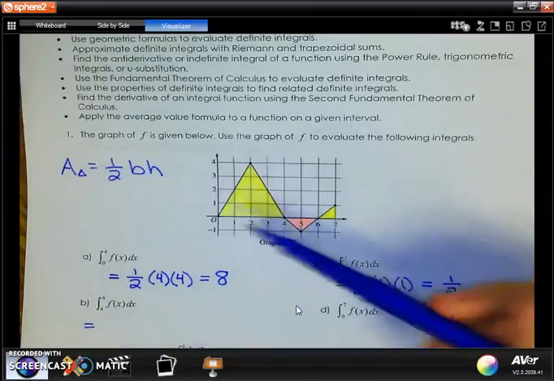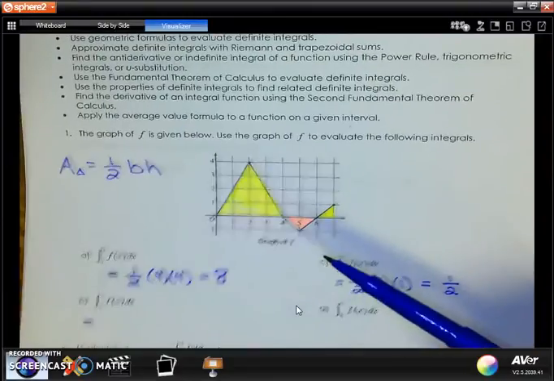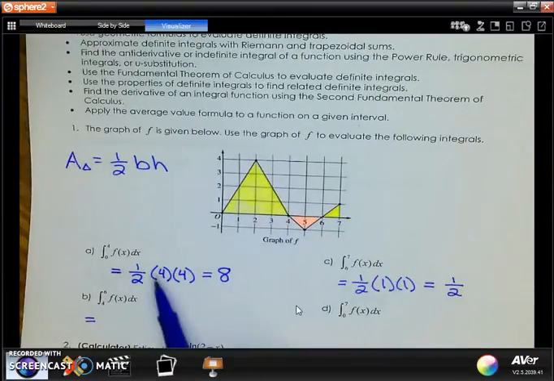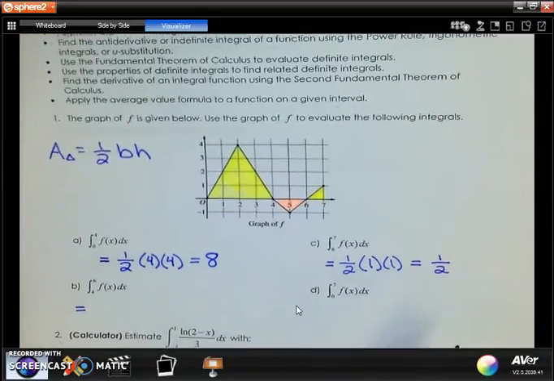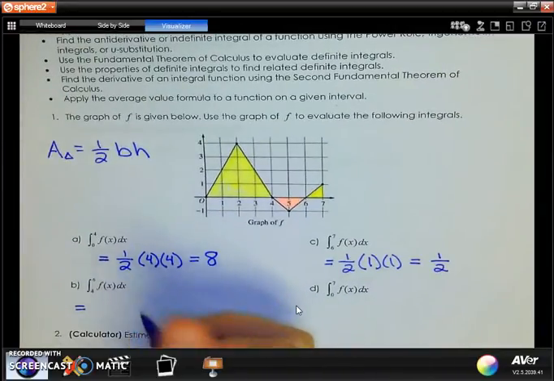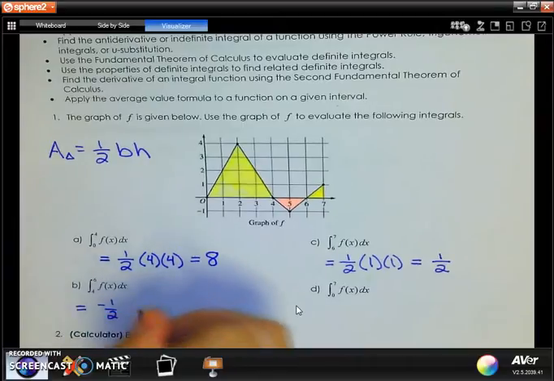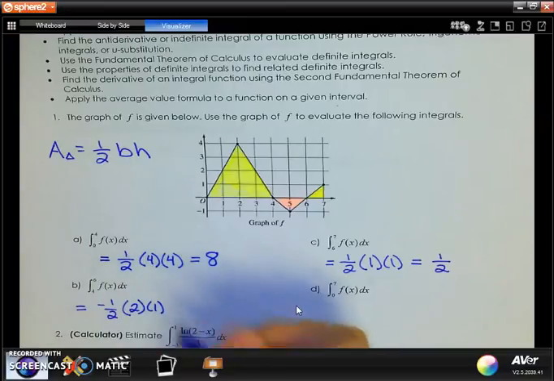So the first triangle I have in yellow because it was above the x-axis. So I just did 1/2 base times height and got 8. For the next one from 4 to 6, that's this triangle down here, that is going to be a negative because it's below the x-axis. So we're going to say negative 1/2 base times height. Here the base is 2 and the height is just 1. So when you multiply that, you get a negative 1.